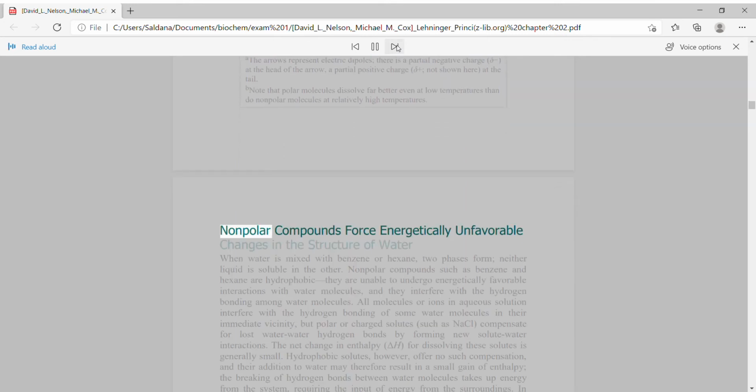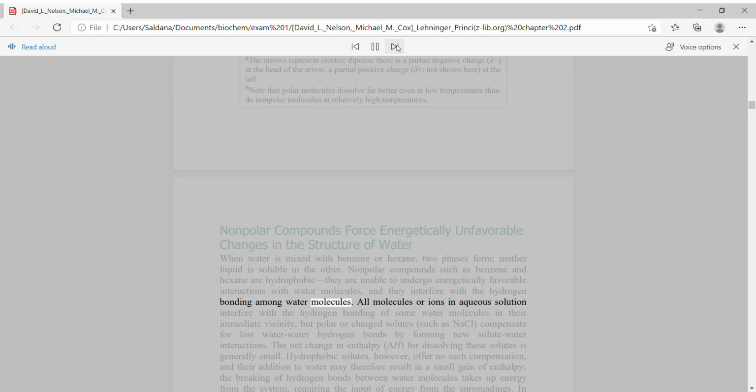Nonpolar compounds force energetically unfavorable changes in the structure of water. When water is mixed with benzene or hexane, two phases form; neither liquid is soluble in the other. Nonpolar compounds such as benzene and hexane are hydrophobic. They are unable to undergo energetically favorable interactions with water molecules, and they interfere with the hydrogen bonding among water molecules.